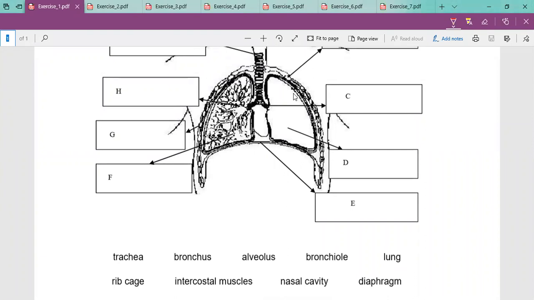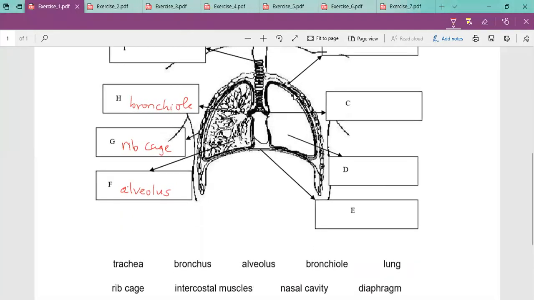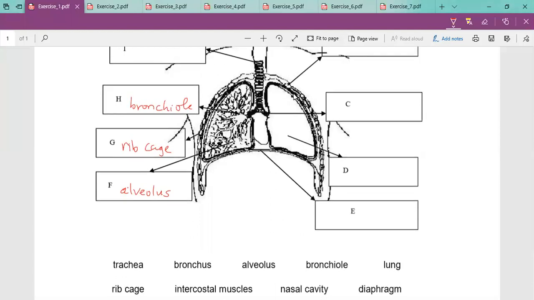Take a look at this. This is the alveolus. And this is the rib cage, and here are the bronchioles. And this is the trachea. The diaphragm is here. This is the diaphragm, and this is the lung.